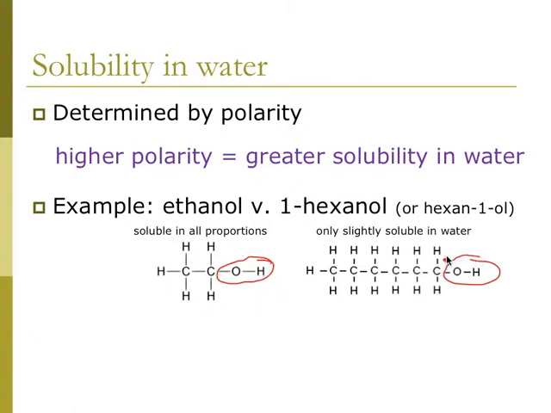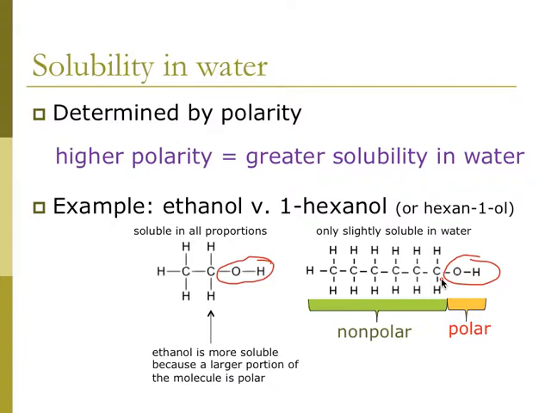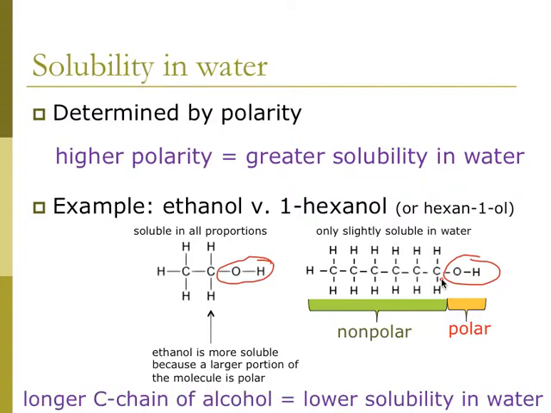In this molecule, that polar part is much less of the overall. Okay? So it actually is very small compared to the nonpolar part, and that's going to contribute to it being less soluble. Okay? So the longer the C chain of an alcohol, the lower the solubility of that compound would be in water.